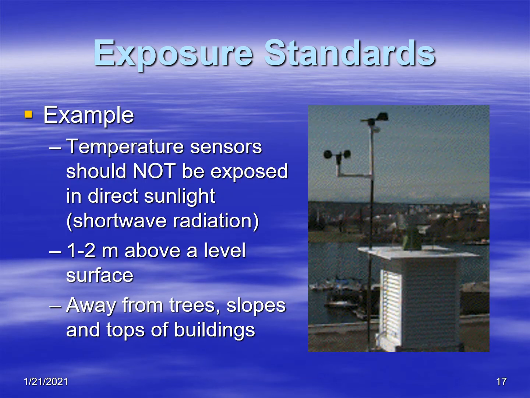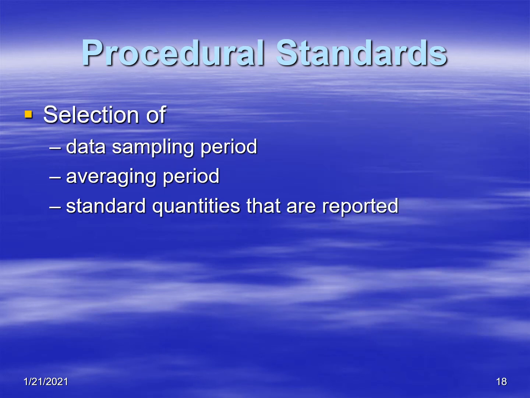There are other examples. You don't want to put thermometers in the sun because they'll be measuring only solar radiation and not air temperature. You don't want to put anemometers on the top of the building because, as the wind blows over the building, it accelerates in wind speed. So there are all sorts of exposure standards.